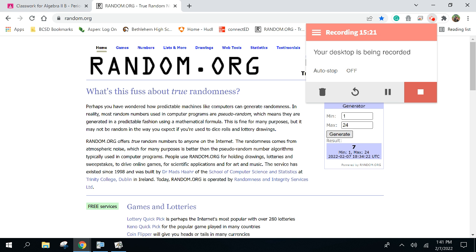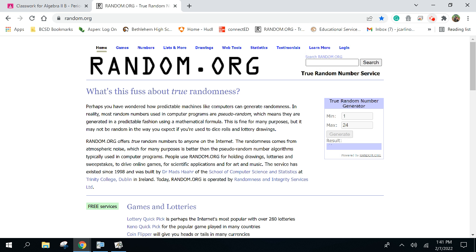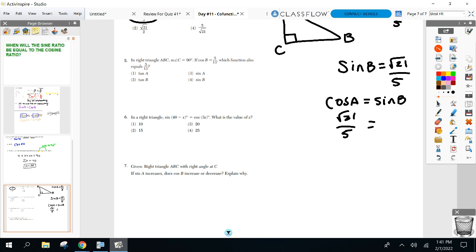So is it 5/13 for number 5 here? Talk to me. 8, what do we think for this one? Cosine of B equals 5/13. So does... Do I have an 8 anymore? No? No 8?